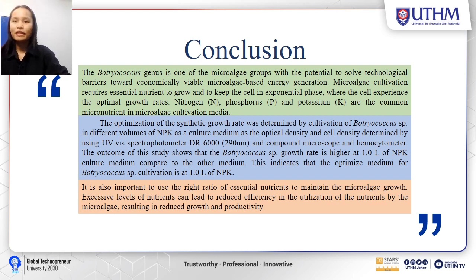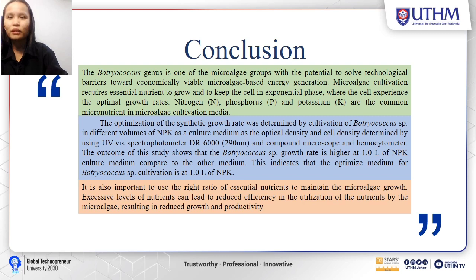So this is the last part of this presentation, which is the conclusion. So the Botryococcus genus is one of the microalgae groups with the potential to solve technology barriers towards economically viable microalgae-based energy generation. Microalgae cultivation requires essential nutrients to grow to keep the cell in exponential phase, where the cell experiences the optimal growth rate. Nitrogen, phosphorus, and potassium are the common macronutrients in microalgae cultivation media.